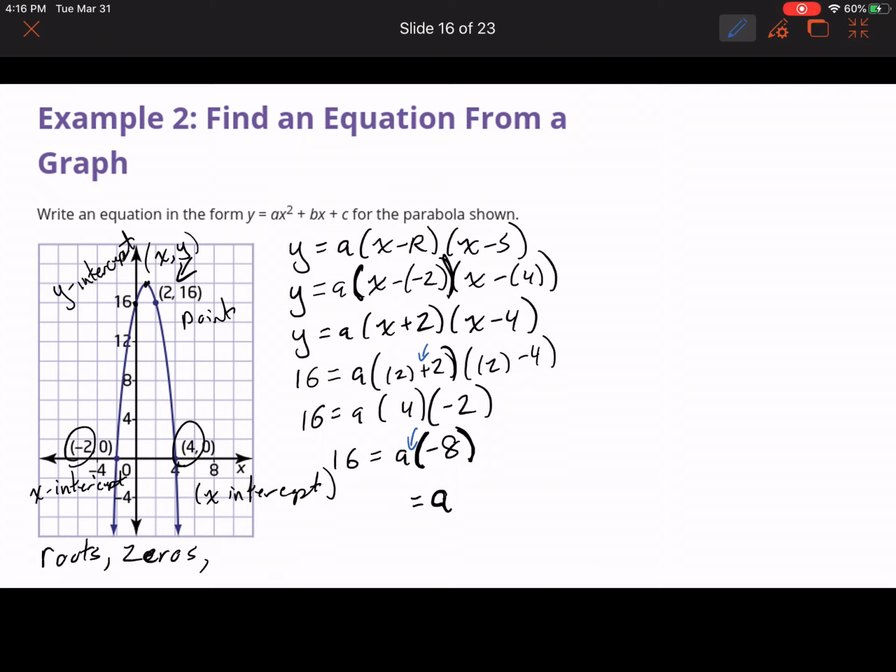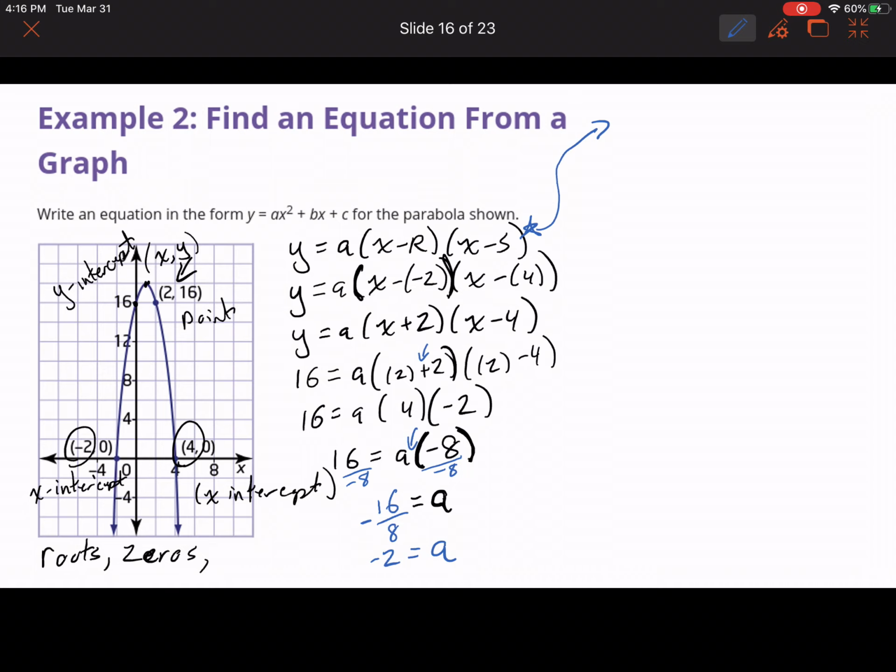So in order to get rid of that, we divide that -8 on both sides. And we end up with -16 over 8, which ends up being -2 equals a. So now we've got our a, and we can put that back into our formula, or expression, our equation at the top.